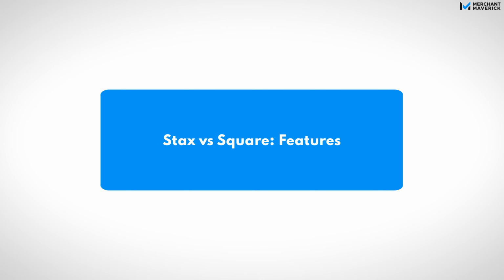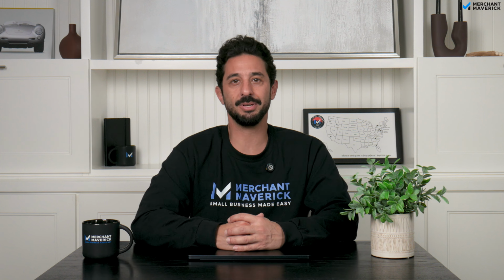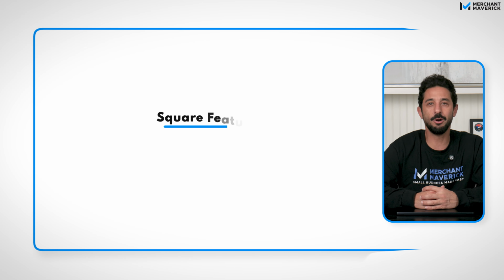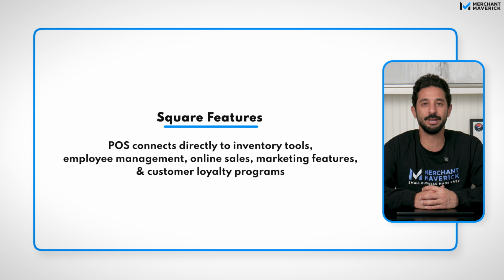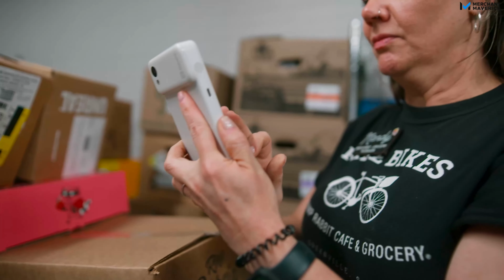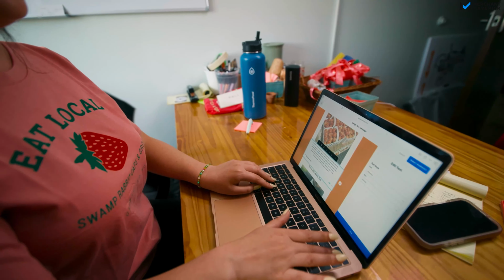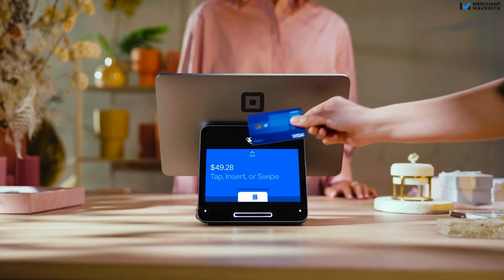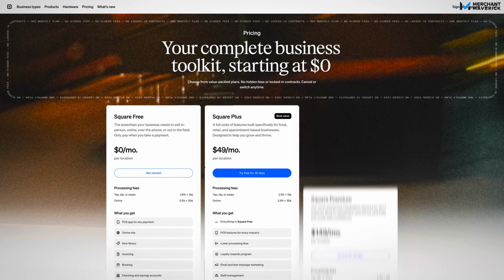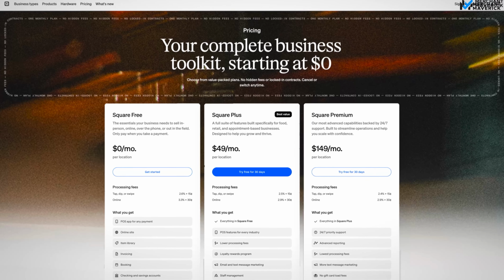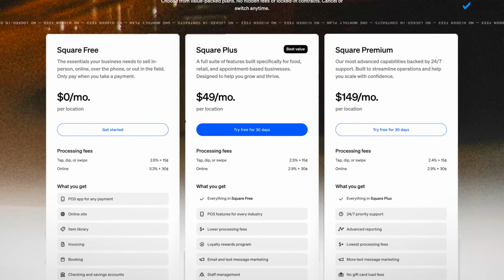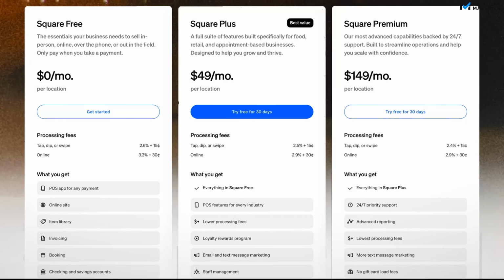Looking at features, Square is built to run large parts of your business from one system. Its POS connects directly to inventory, employee management, online sales, marketing tools, and loyalty programs. That all-in-one setup can simplify daily operations for your business. Now, while Square's core POS doesn't have a monthly fee, many advanced tools live behind paid plans or add-ons. So over time, those extra costs can definitely stack up.